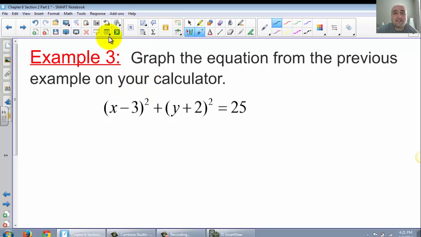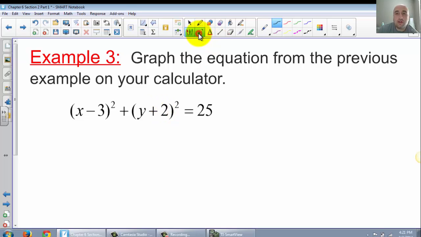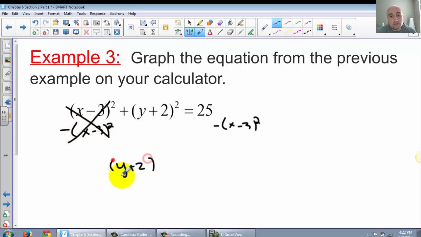All right, so example 3 says, graph the equation from the previous example on your calculator. This is the equation that we got after we had done the problem, and I need to teach you how to plug this in on your calculator in order to graph it. So we need to get y by itself. In order to graph a problem on the calculator, we need y. So I'm going to subtract this whole (x minus 3) squared from both sides. Okay, that's gone. So (y plus 2) squared is equal to 25 minus (x minus 3) squared.